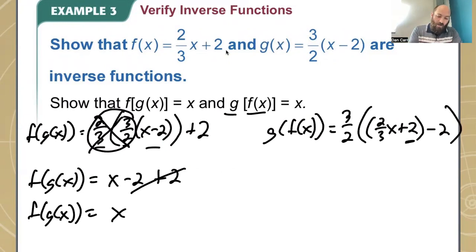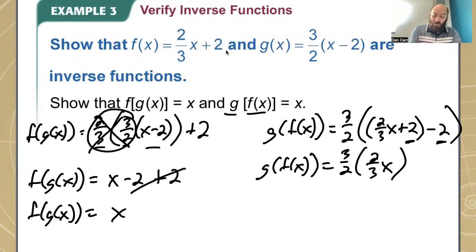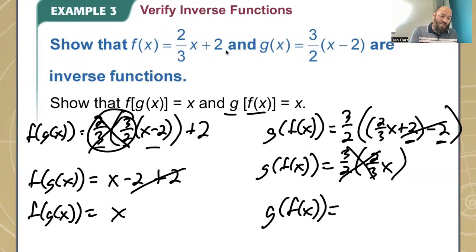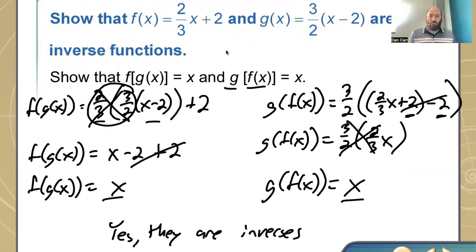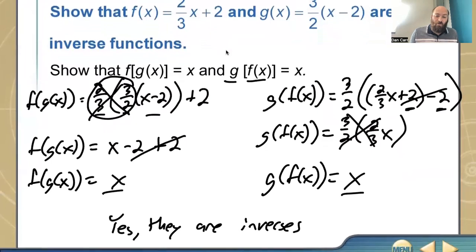Okay, so when I look at this one, I can combine my like terms here and here. So for g of f of x, I'll have 3/2 times 2/3 x and just 2/3 x, because these will just cancel each other out. From here, I got 3/2 times 2/3, so those actually cancel each other out as well. So I end up with g of f of x is equal to x. So all that work, because they both came out to x, is yes, they are inverses. Okay, so that's what we just confirmed algebraically there.